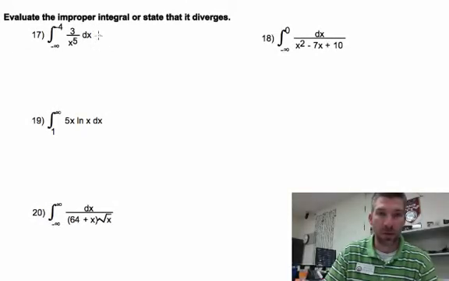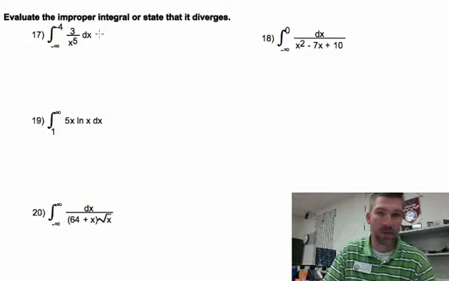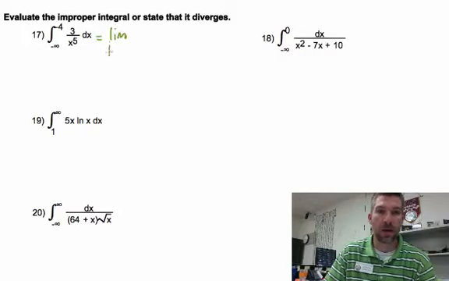All right, let's look at some improper integrals here. The first one, 17, looks like it's going to be improper because of that negative infinity on the lower end. So when I set this up, I'm looking for the limit as b approaches negative infinity of the integral from b to negative 4 of 3x to the negative fifth.